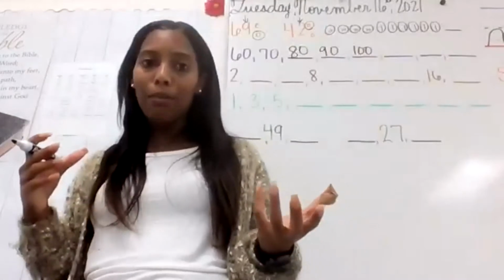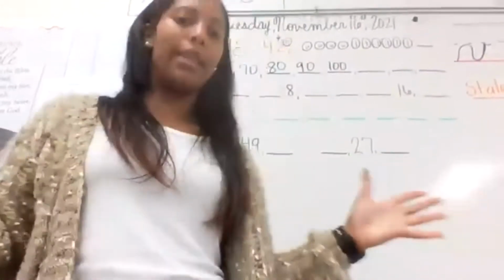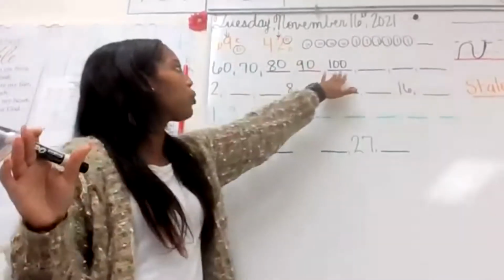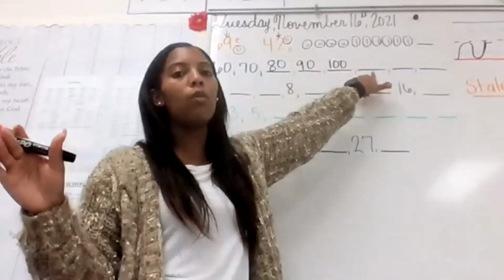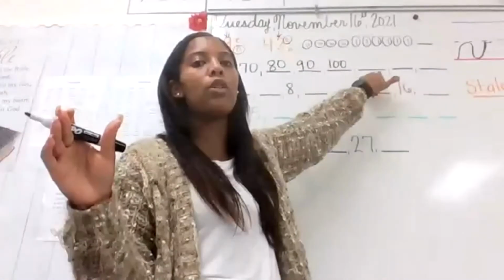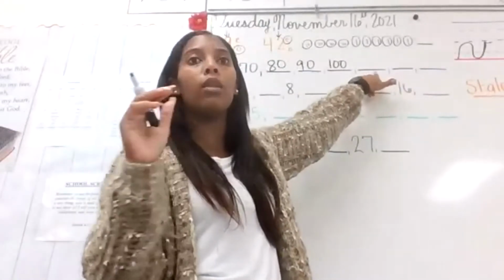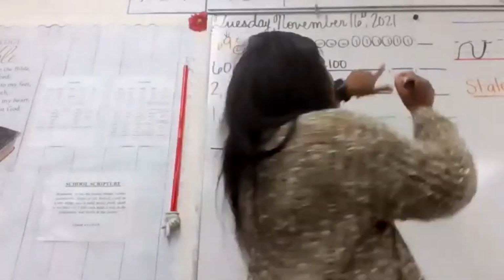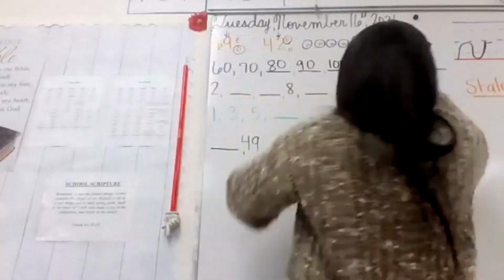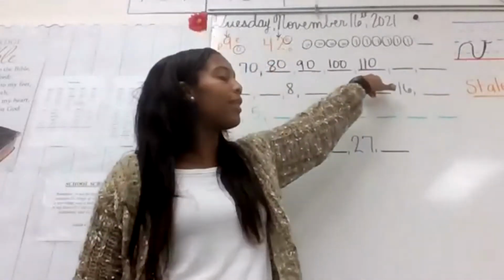We are still counting by tens, but now we are in the 100s. It stays the exact same. So we finished with 100. So who knows what will go here? After I say 100, what would I say here? 110. Not 101. 110. And this is what 110 looks like.